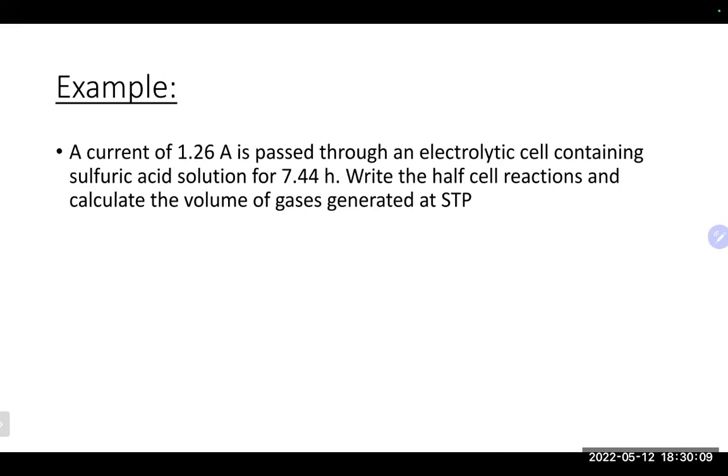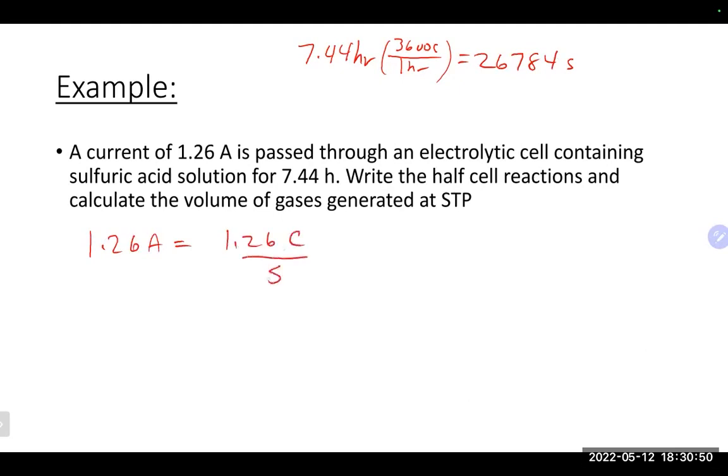So once again, we're given the amperage of the current for the cell. We have how long we're going to run it for. So again, the start here is very similar to what we did before. We need to get our hours into seconds. So we're going to multiply by 3,600 seconds. We're going to take 7.44 times 3600, going to give us 26,784 seconds.